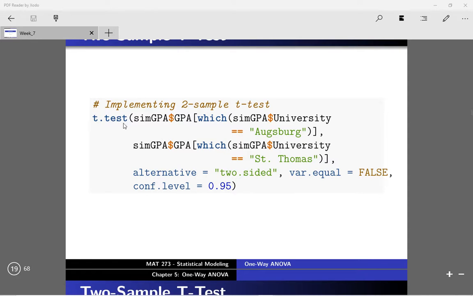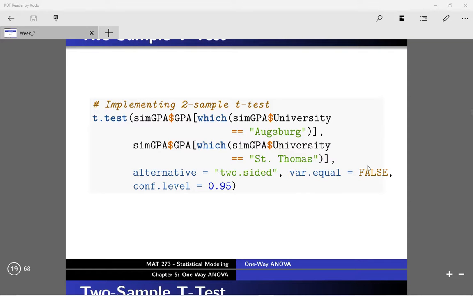And I'm testing Augsburg students' GPAs versus St. Thomas students' GPAs, and then I'm doing a two-sided test, so just seeing if they're equal or not. You can do a one-sided test if you wanted to answer the question, do Augsburg students have a higher GPA on average? Then it would be a one-sided test. But here I just want to see if they're different or not.